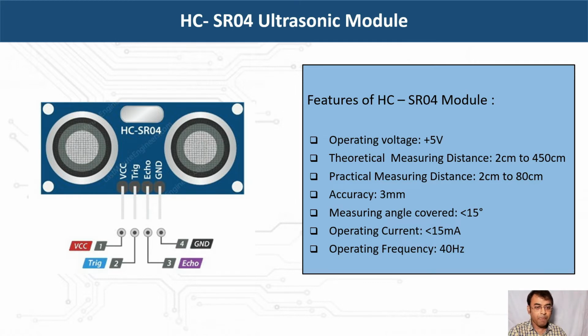Arduino. Now features of the SR04 module: operating voltage plus 5 volt, theoretical measuring distance 2 cm to 450 cm, practical measuring distance 2 cm to 80 cm, accuracy 3 mm, measuring angle covered less than 15 degrees, operating current less than 15 milliampere, operating frequency 40 Hz.